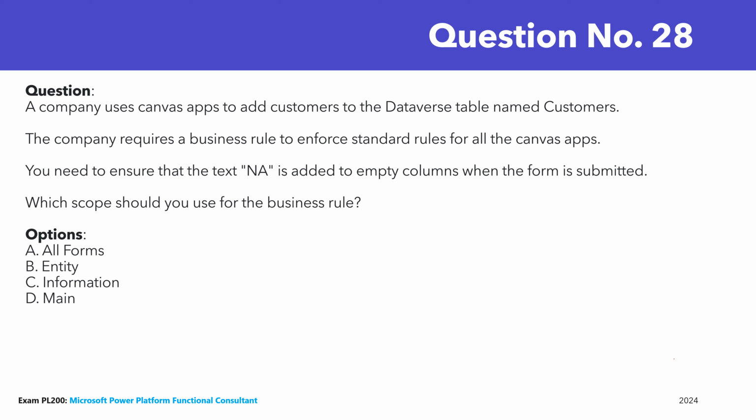Question. A company uses Canvas apps to add customers to the Dataverse table named Customers. The company requires a business rule to enforce standard rules for all the Canvas apps. You need to ensure that the text NA is added to empty columns when the form is submitted. Which scope should you use for the business rule? Options. A. All forms. B. Entity. C. Information. D. Main.